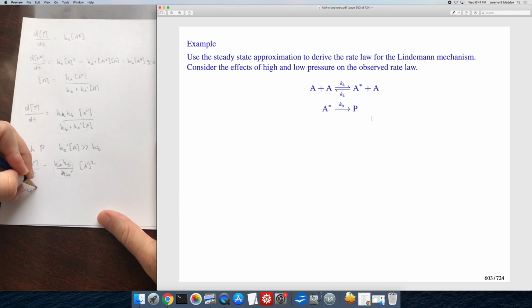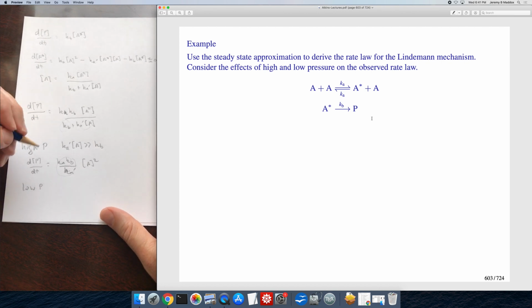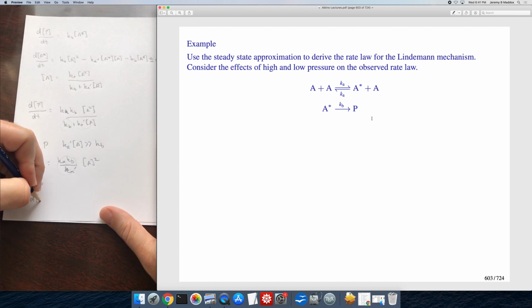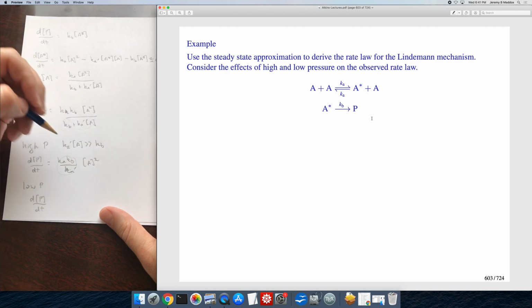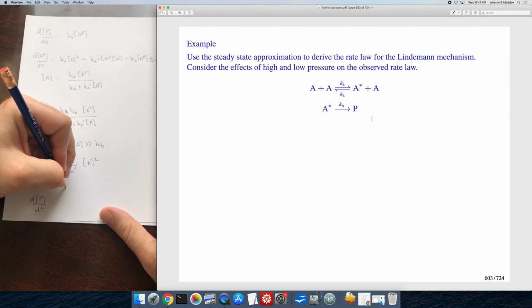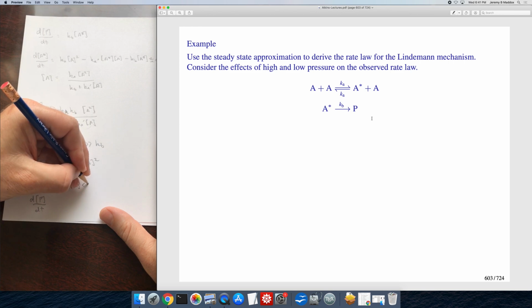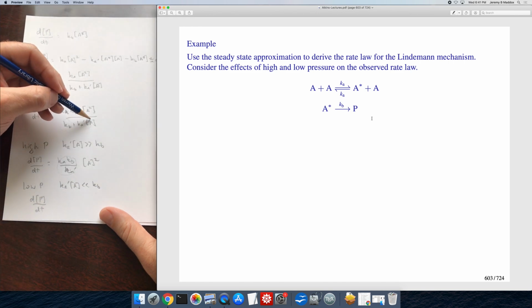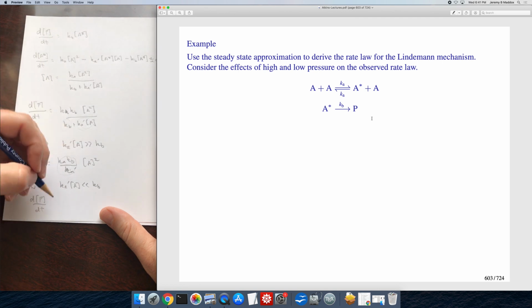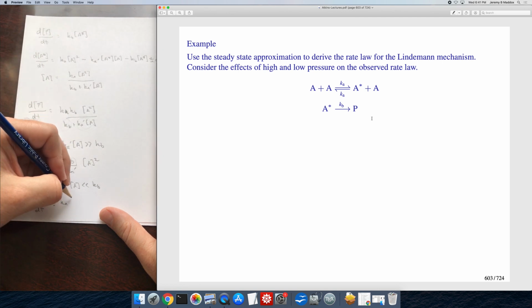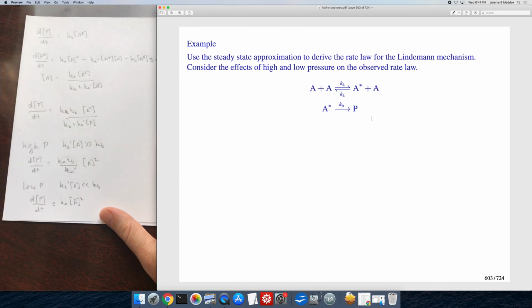However, for low pressure, the opposite is true. If there's not a whole lot of gas molecules running around, then the de-excitation step will not be as favorable, and the molecule is going to have more time to react to form the products. And so in that case, it's the opposite mathematically. Ka prime A will be much, much smaller than Kb. And so now you can neglect that term relative to this one.